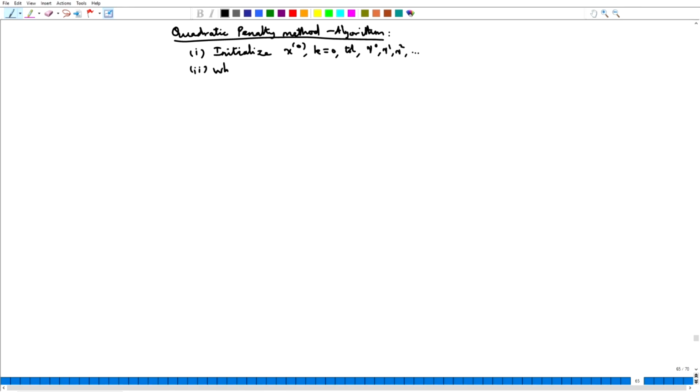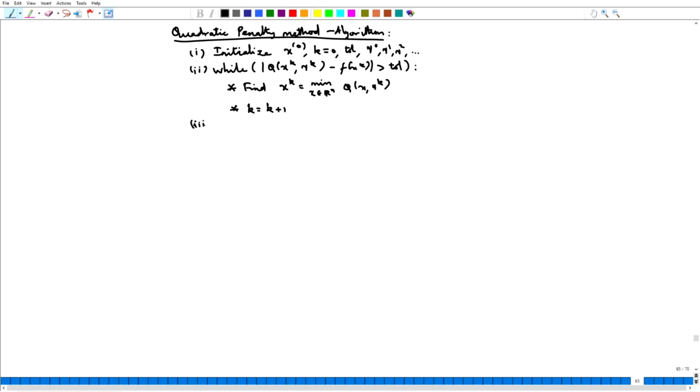So, while Q of x_k, gamma_k minus f of x_k is greater than tolerance, find x_k which is min over x in R^n of Q of x comma gamma_k, and put k equal to k plus 1. Yes, I think that should be fine.